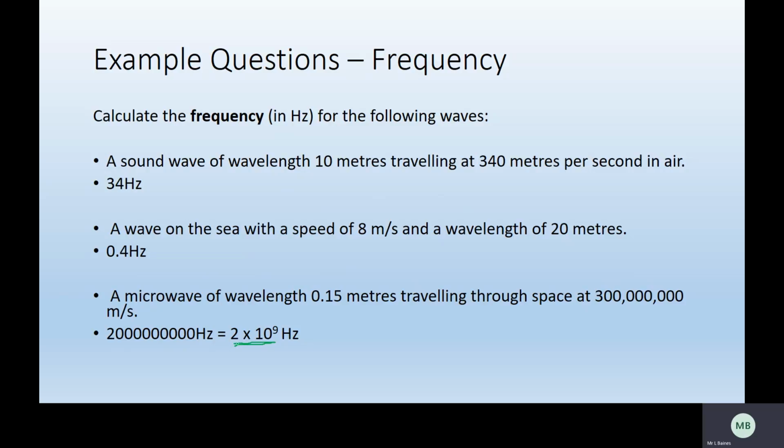You're going to have to get used to this kind of idea of standard form. Now, does anyone know what I can also call this times 10 to the 9? Hopefully, you might recognize this. So that will be 2 gigahertz. Okay, so kilo is 1,000, mega is 1,000,000, and giga is my billion value. So you might need to know those a little bit later on.